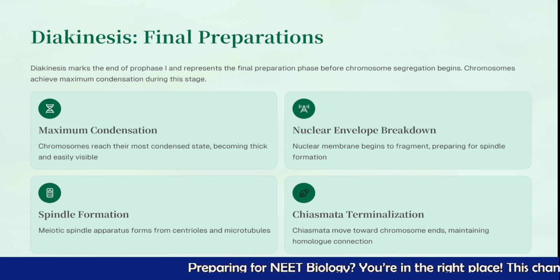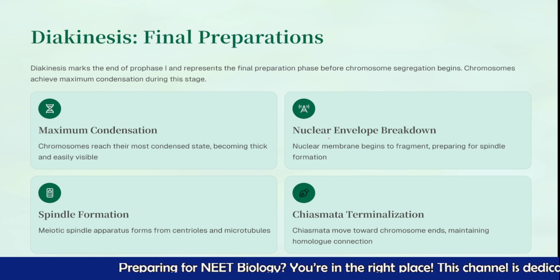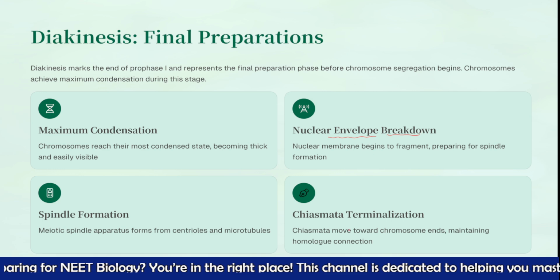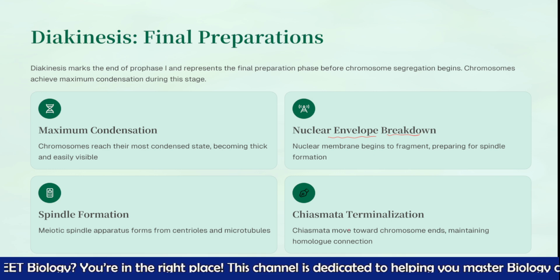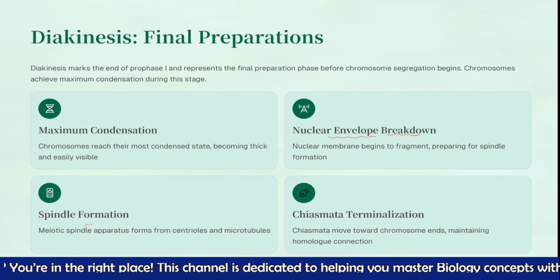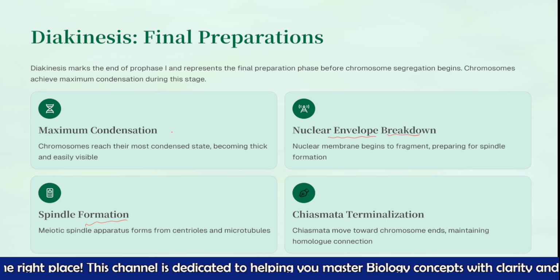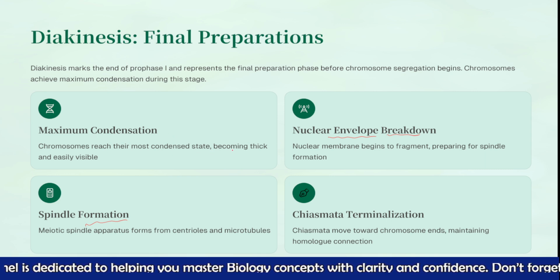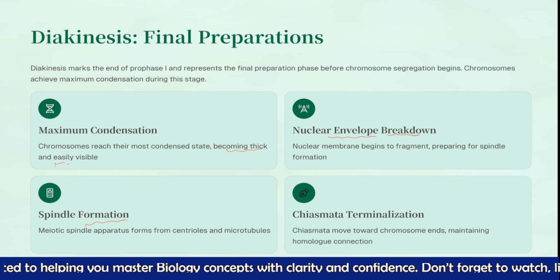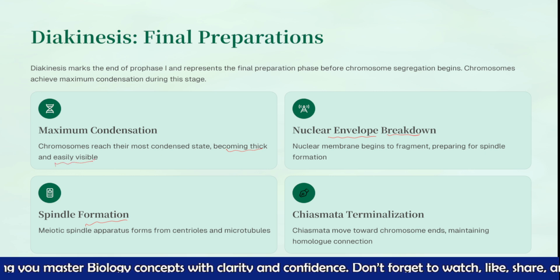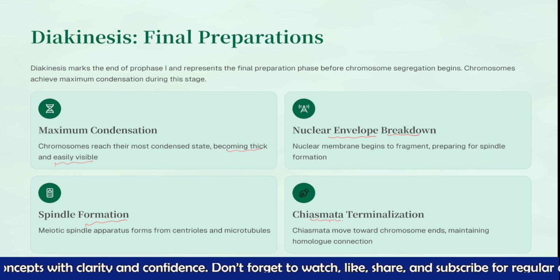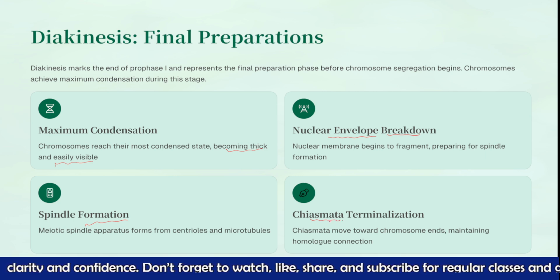Okay, so what is that? The surrounding nuclear envelope completely breaks down and then disappears. Then spindle formation also happens. Along with that, chromosome condensation is completed here. Okay, it becomes more thickened and easily visible. Then I have told you in the previous stage, what was that?